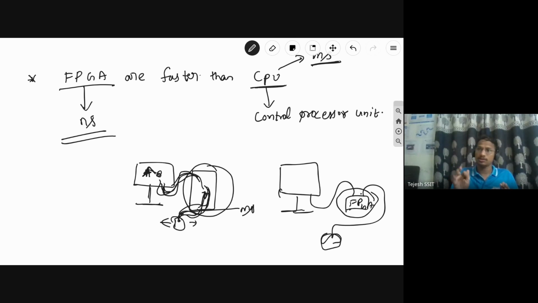FPGAs cost around 25,000, 30,000, or 45,000. That's why in many colleges they do not give them to normal students. But in our training, we will give them to you in the hands-on session. Don't worry, we will definitely give FPGA boards to every student.